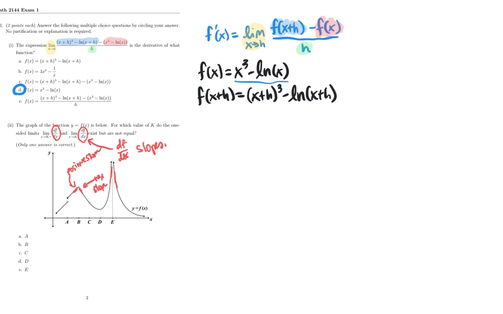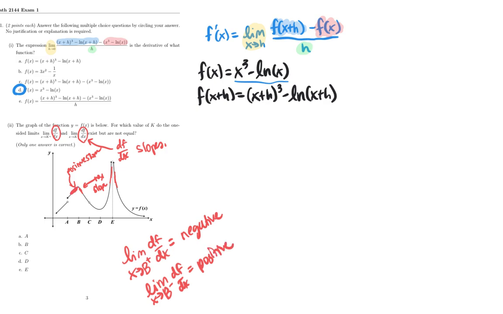So in other words, the limit as x goes to b from the right of df dx is some negative number, and the limit as x goes to b from the left of df dx is some positive number, because it's a positive slope from the left and a negative slope coming in from the right. So the correct answer is B.